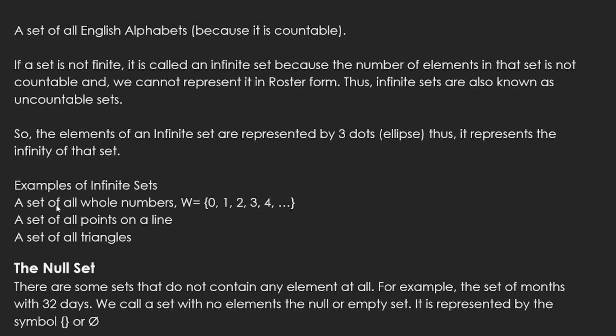If we look at the examples here, a set of whole numbers, W is equal to 0, 1, 2, 3, 4, ellipsis, and it doesn't end. So it is infinite. Then we have the set of all points on a line. We know from geometry that a line consists of infinitely many points. And a set of all triangles, there is an infinite amount of triangles.